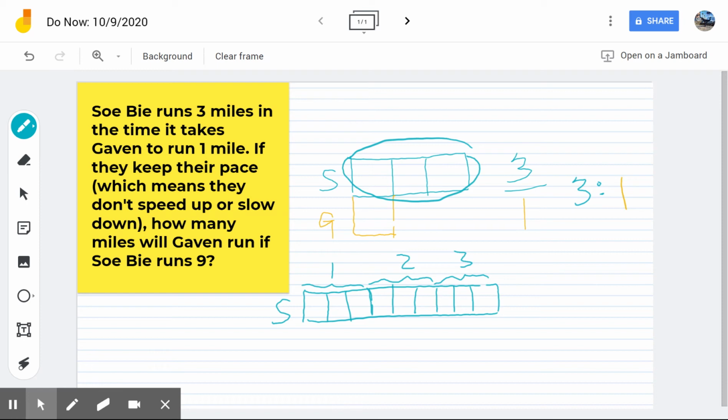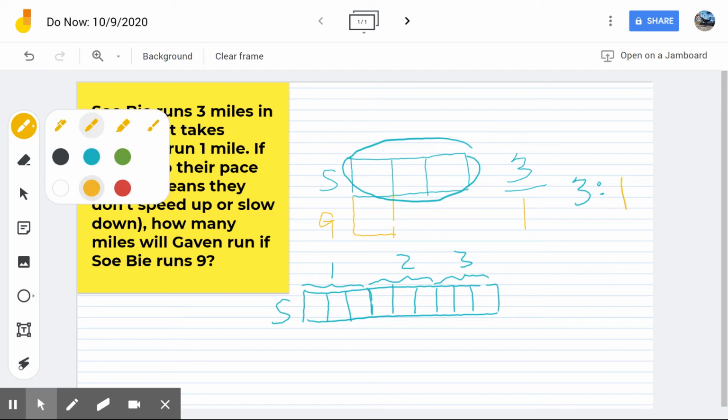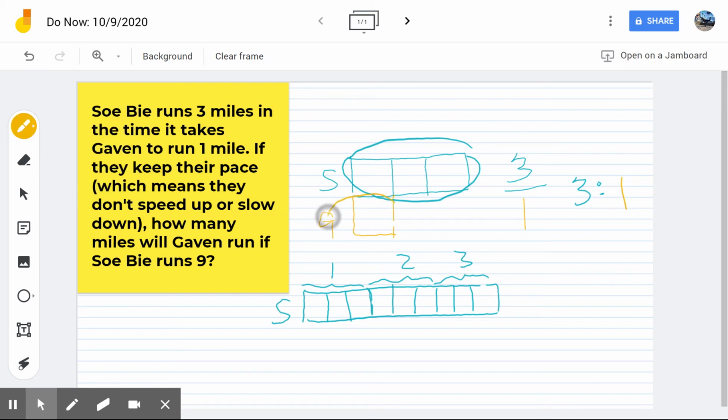So if I'm doing 3 groups of what Sobai is running, I also need 3 groups of what Gavin is running. Gavin is running 1 mile for every 3. So that's 1 for this 3, 2 for that 3, and 3 for this group of 3. So again, Sobai gets 3 groups of 3, and Gavin gets 3 groups of 1.